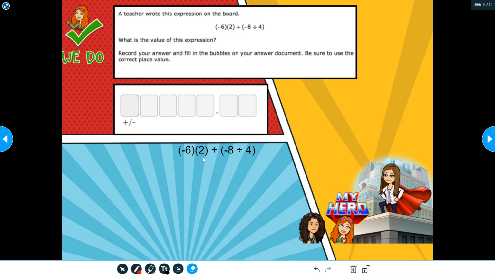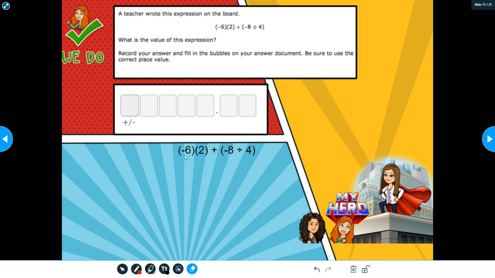So I know from GEMDAS that multiplication and division come before the addition. And even with multiplication and division, I know that I do whichever one comes first from left to right. So according to GEMDAS, I'm going to do the multiplication, then the division, then the addition.